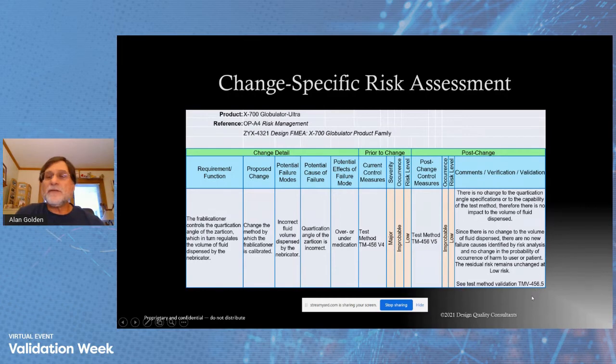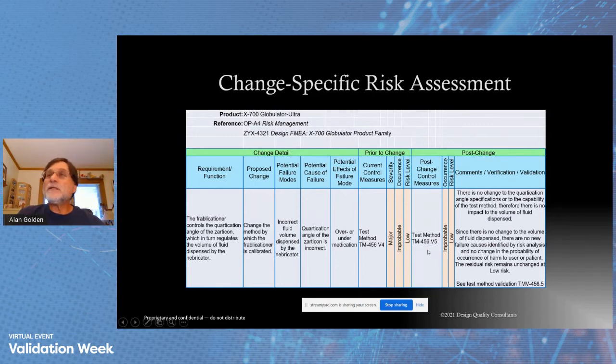And again, typically there's some kind of indexing number for the test method validation. If it was a verification study, if it was another clinical, if it was a supplier audit, whatever, I'm going to point to all of my objective evidence to draw this conclusion. And I'm going to include this change-specific risk assessment as part of my change package. I'm also going to include it in the product's risk management documentation, because it is part of the product's risk management documentation.